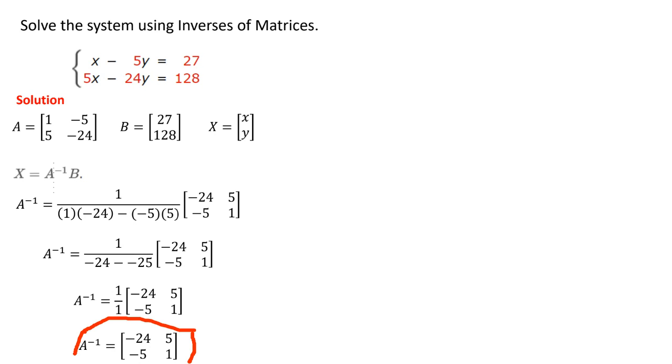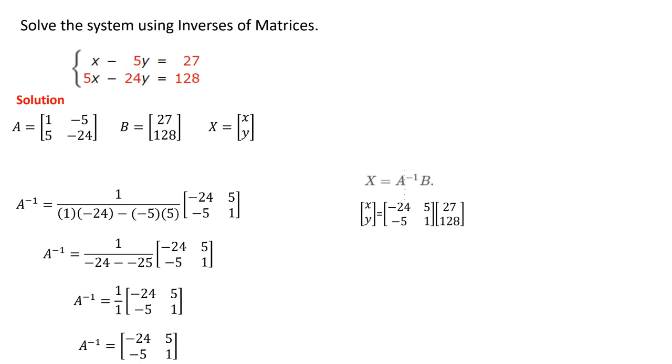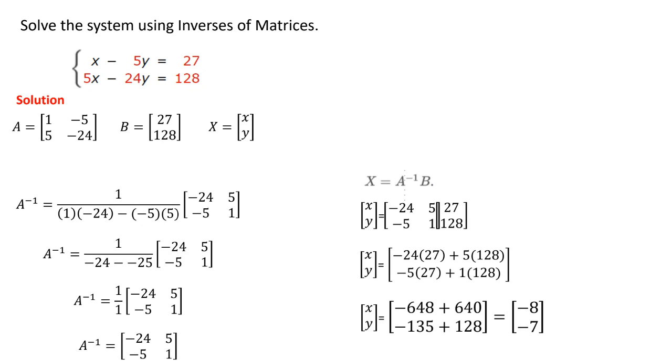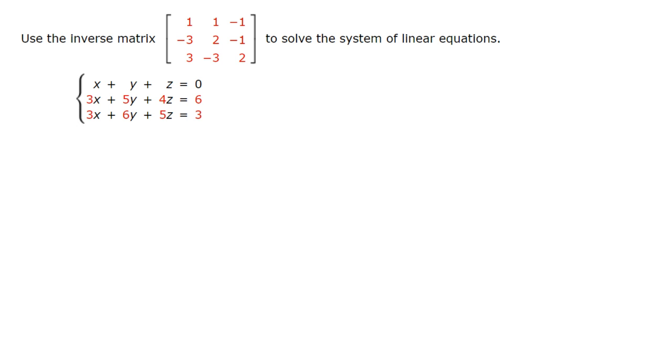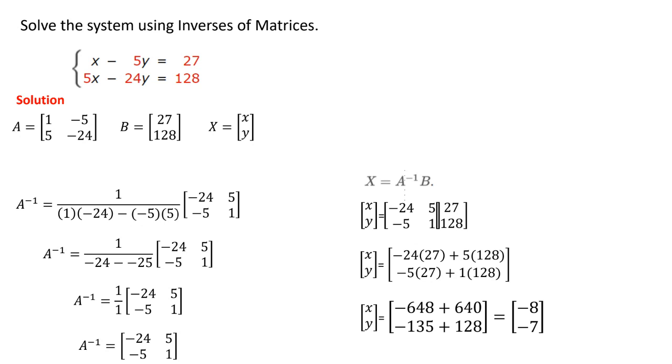Okay, so it seems like we finished the work already. But remember, we're not trying to find the inverse. We did find it because we need it. But our answer is going to be once we multiply. So we take our inverse times the b. So we're going to multiply negative 24 times 27 and 5 times 128. And so that's going to be negative 24 times 27 plus 5 times 128 and negative 5 times 27 and 1 times 128. And so we get these big numbers, right? But when we subtract, simplify, we get that x is equal to negative 8 and y is equal to negative 7. Okay.